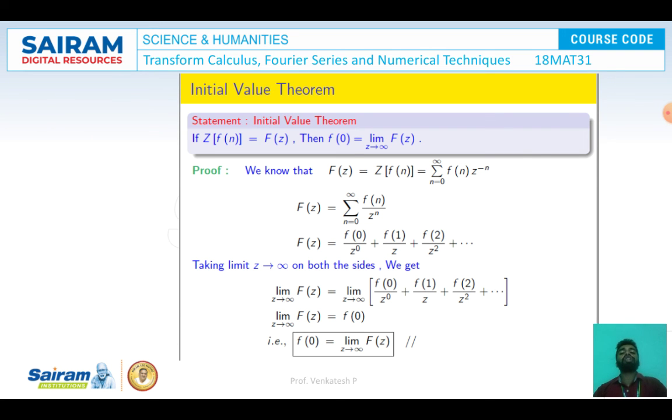So next is the initial value theorem. The statement for the initial value theorem is: if z transform of f of n is equal to F of z, then small f of 0 will be equal to limit z tends to infinity F of z. So this formula will be used to solve the problems based on the initial value theorem.